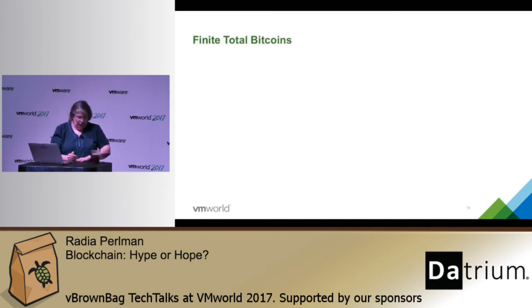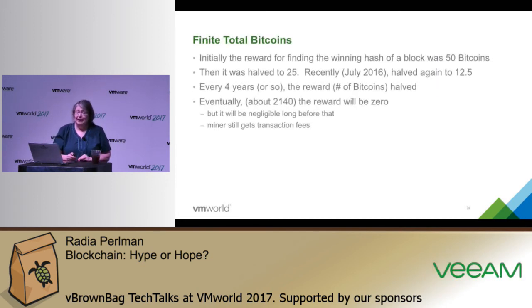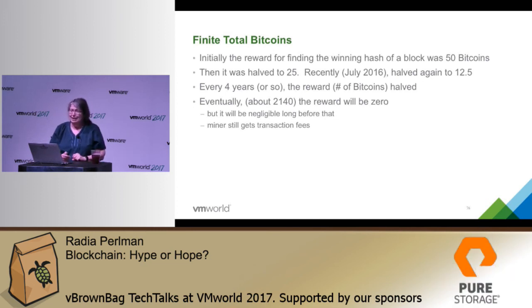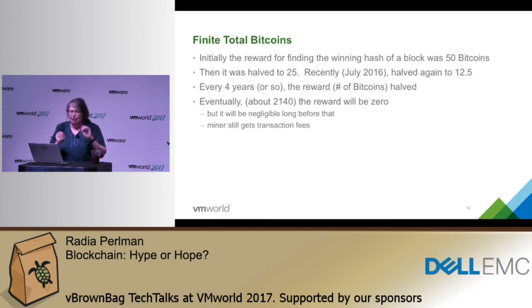So there's finite total bitcoins. Initially, the reward for finding the winning hash of a block was 50, and every 4 years or so, they halve it. So it was 25, and now it's 12 and a half. And eventually, the reward will be zero other than the transaction fees. But long before then, it'll be negligible. It'll be like hundreds of cents or whatever.